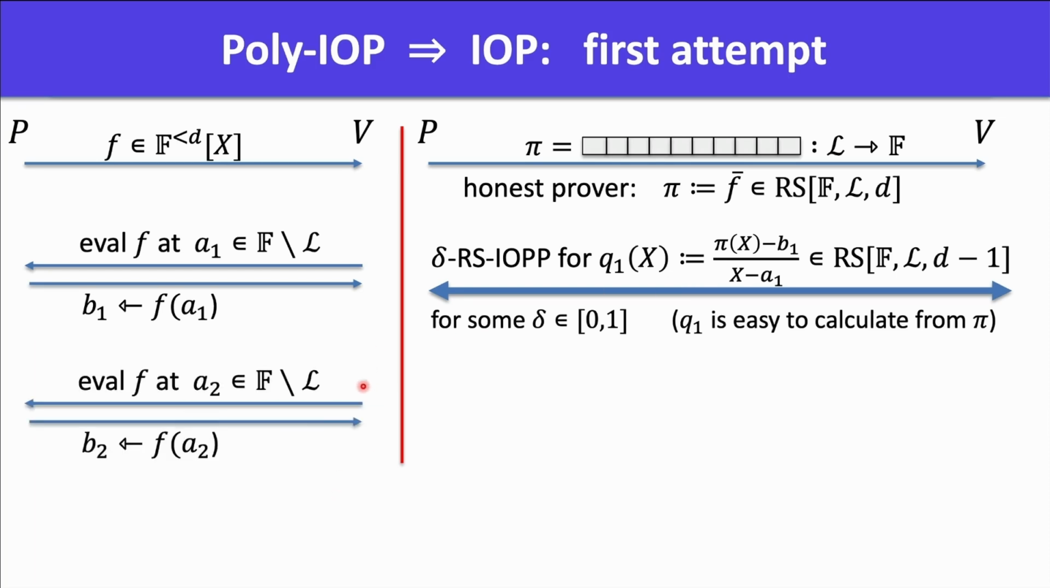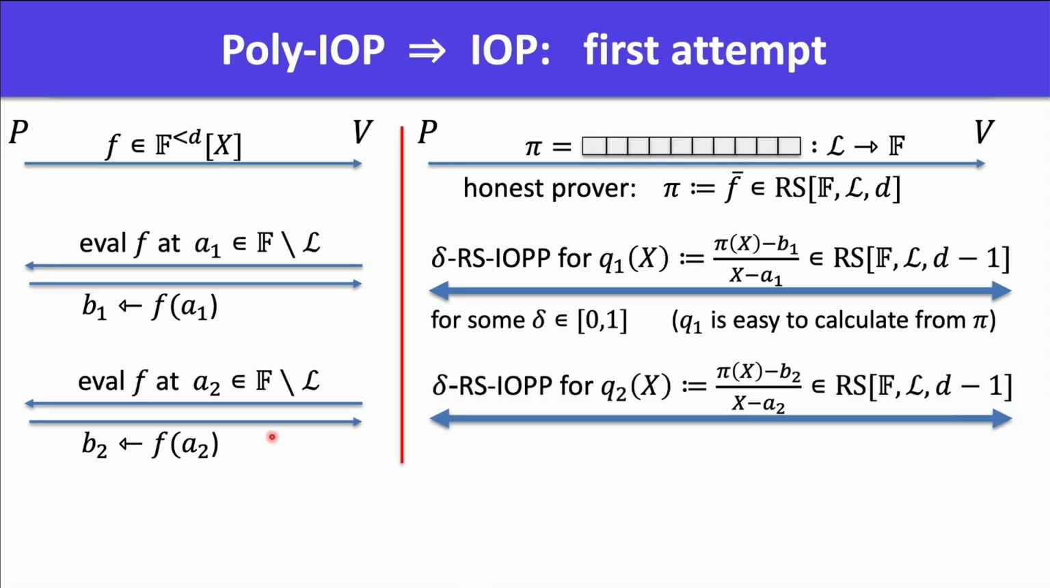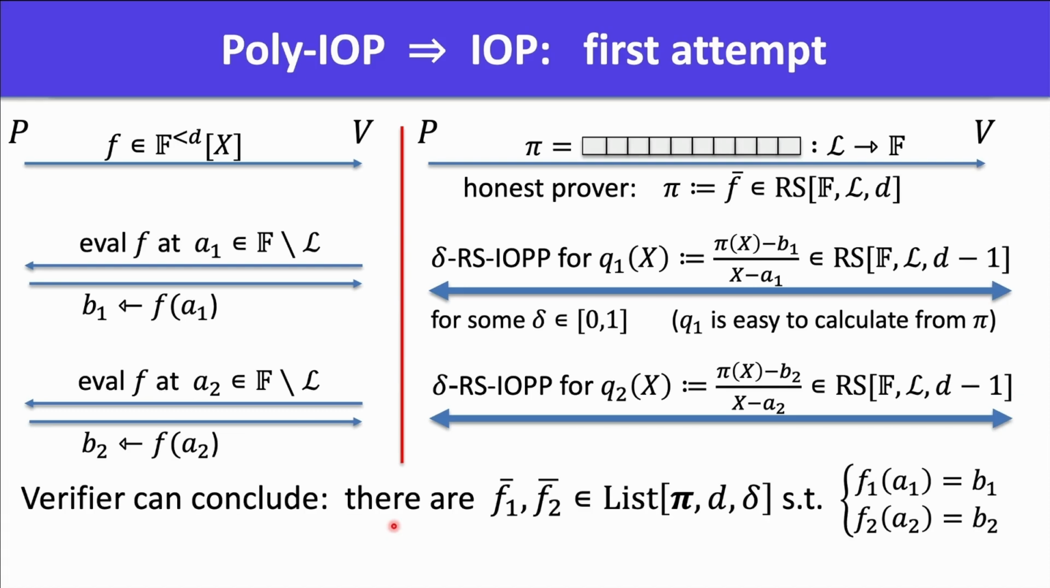So next, the Poly-IOP verifier might want to open the polynomial f at some other point a2. And again, on the IOP side, what they'll do is run this RS-IOPP, this time with b2 and a2 as the numerator and denominator, and prove that the resulting quotient is, again, close to the Reed-Solomon code of degree d minus 1. So what does the verifier learn from this?